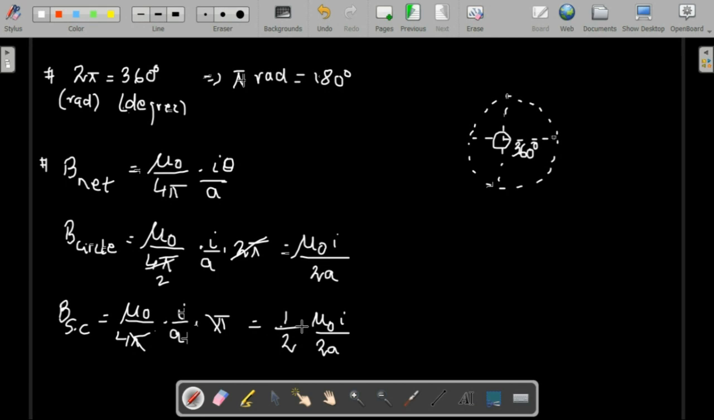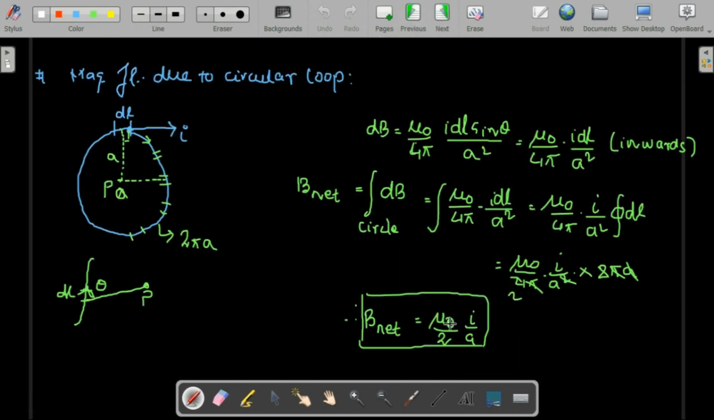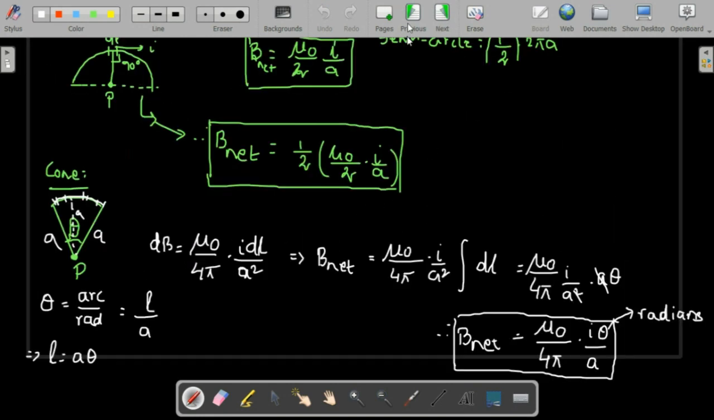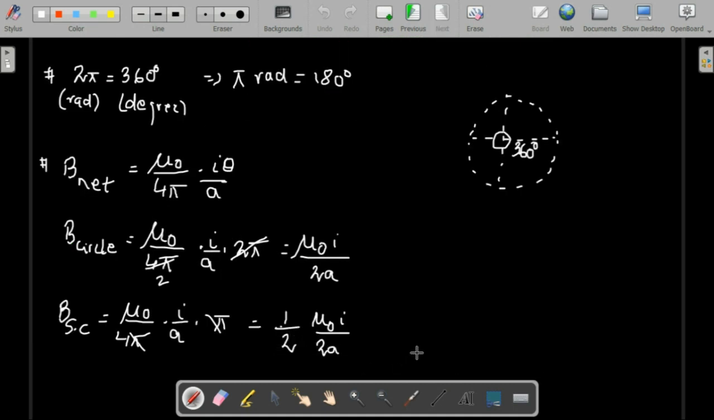Okay, so let's check what our result was for the circle. For the circle, we got mu naught I by 2a, and for the semicircle it's half of mu naught I by 2a. So that's how we can actually use this law for finding out these currents. Mainly the Biot-Savart law is very helpful to understand and get the logic of the magnetic field due to a circular coil and so on.